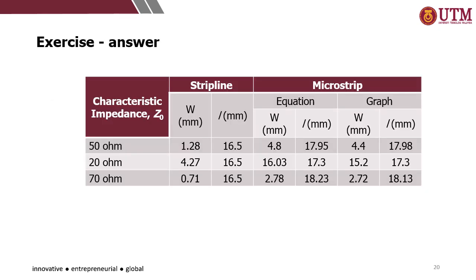This is the answer for the additional exercise just now. You need to perform the calculation before you refer to this table. And you can see the difference between the strip line and the microstrip line parameters when you change the characteristic impedance.